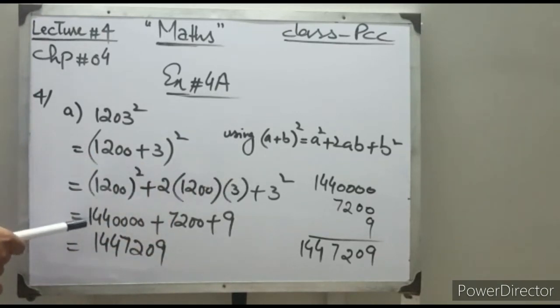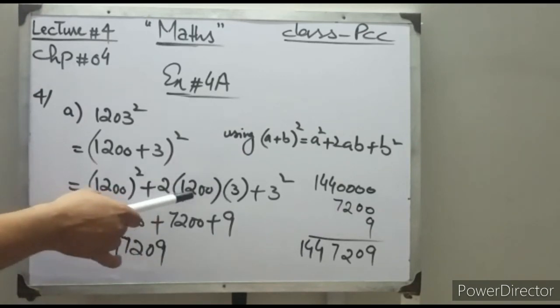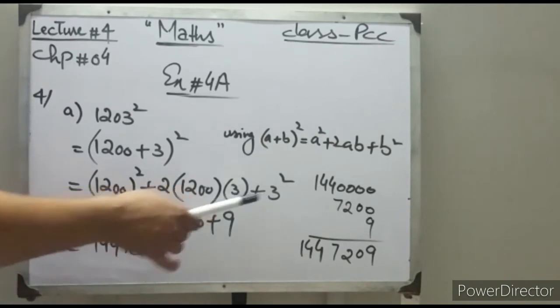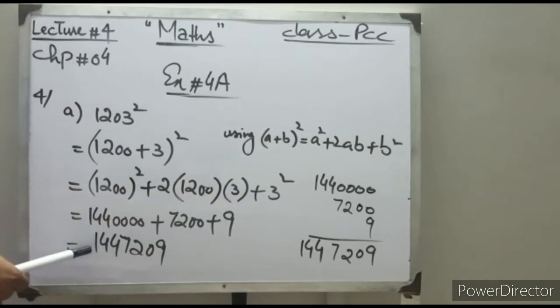So we have 1200 square plus 2 times 1200 into 3 plus 3 square. 12 square, students, is 144. Just double the quantity of the zeros, so we have 4 zeros instead of 2 when we operate the square of 1200. Multiply 2 into 1200 and 3, we will get 7200, and 3 square is 9. Just add these values, we will get the final answer. This is the answer of this question using the first identity.